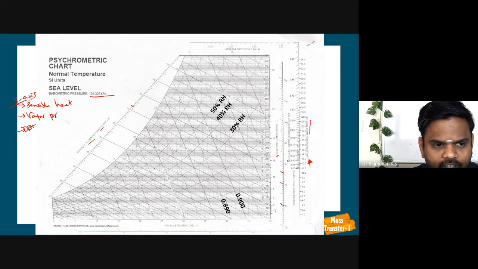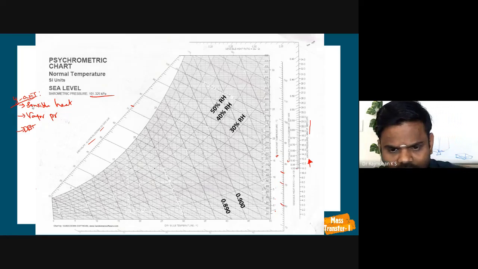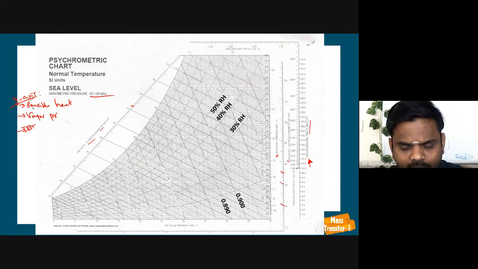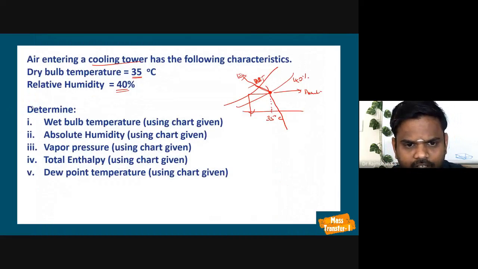In the y-axis we get all this information using this chart. Okay, so let's solve the problem. In this problem, what is the data given? 35 degrees Celsius and 40% relative humidity.